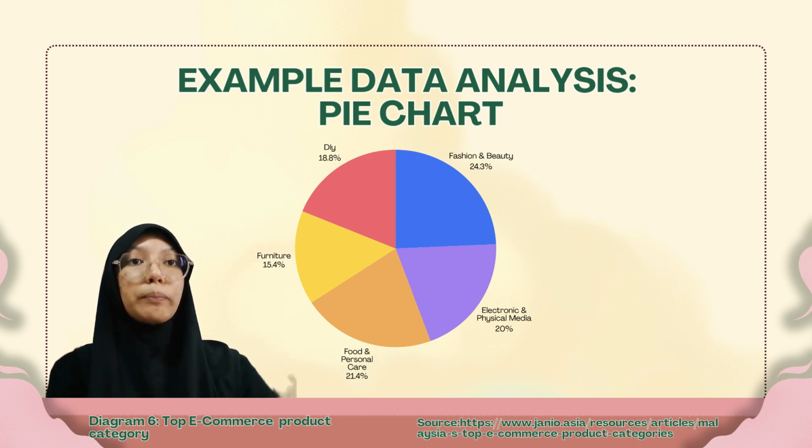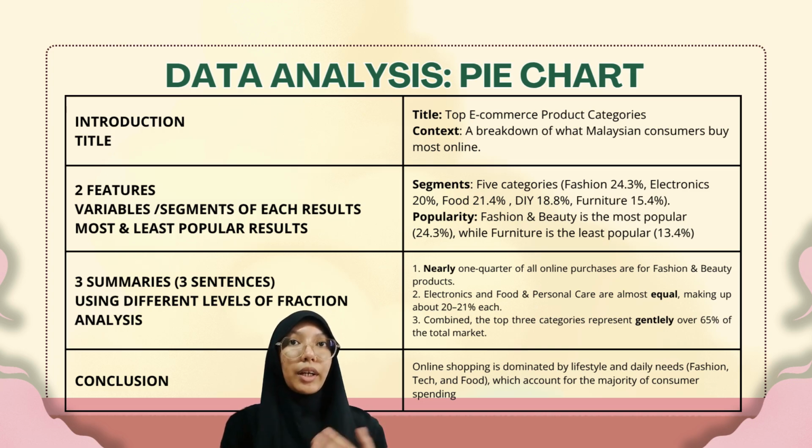items like furniture. For the summary, first, nearly 1/4 of all purchases are from beauty and fashion. This shows it is the top choice among consumers. Second, electronics and food, also personal care, are almost the same, around 20 to 21%. This means both categories are also very popular.